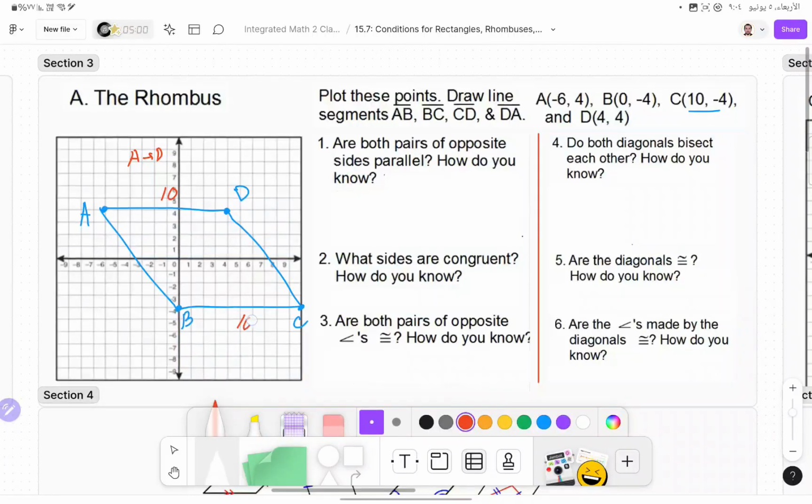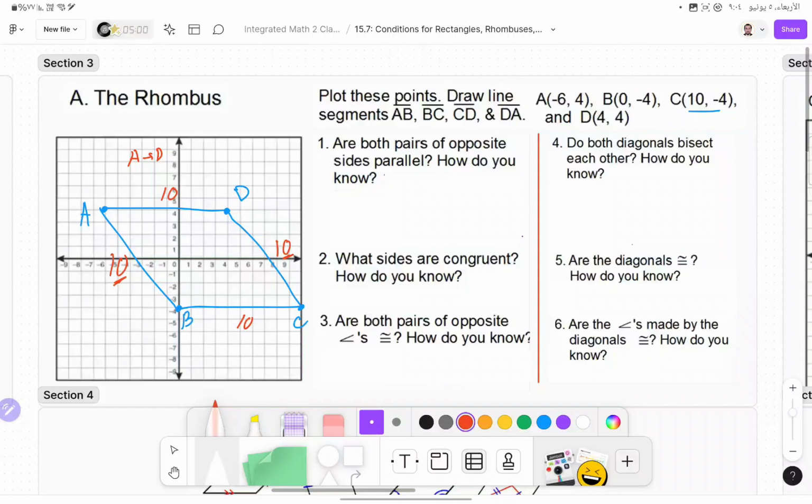So for sure BC should equal what? 10. And for sure AD should equal what? Also 10. How about DC? Also should equal 10. Okay, how can we prove this one is 10 and 10? Maybe some of you ask, teacher, how can I count the steps diagonally? In a rhombus and a square, you don't have to count them diagonally. If you count one straight side, all the sides should be equal to this one.